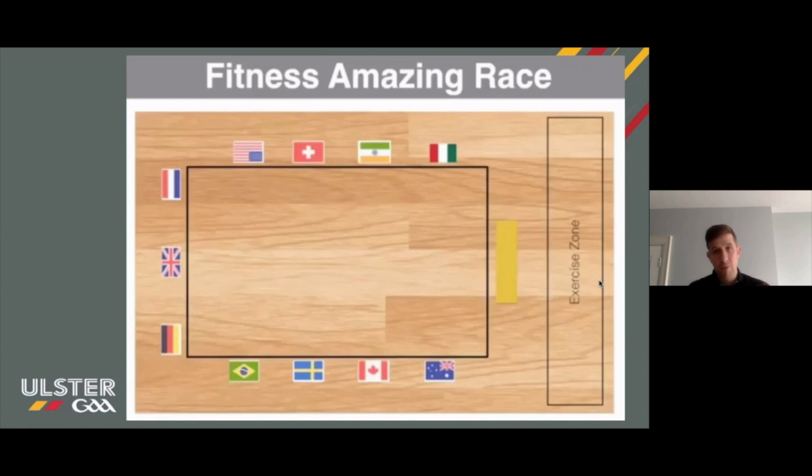So then as a group, they've got to decide how many laps around the court it would be to get to Australia. So if Sweden was 2 laps, Australia's got to be more than that. Australia might be 5 laps. So what would happen then is, you can see here, there's an exercise zone, and there's space for running around. You can see the flags there are spread out.